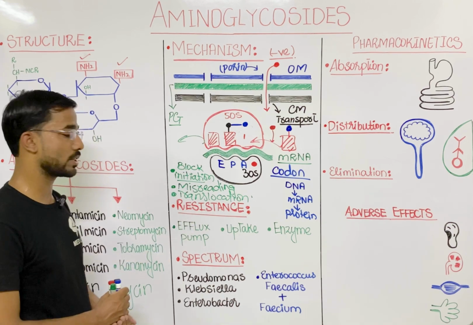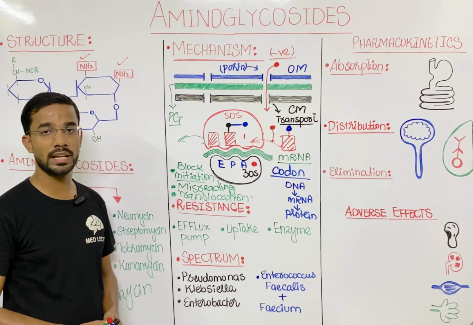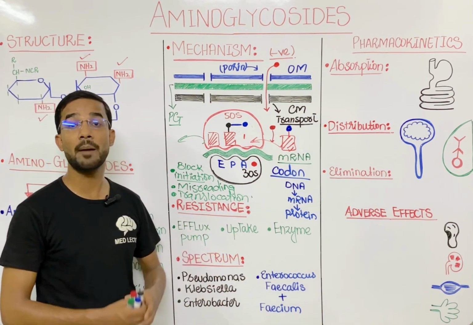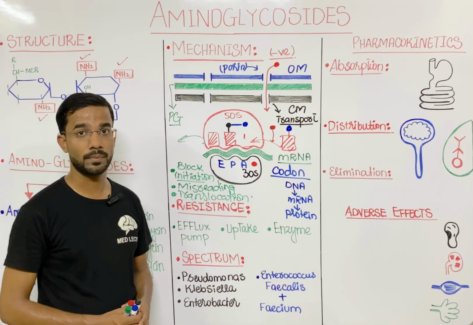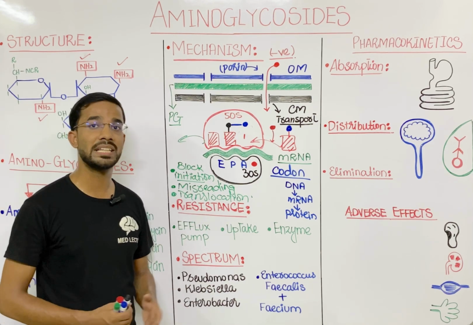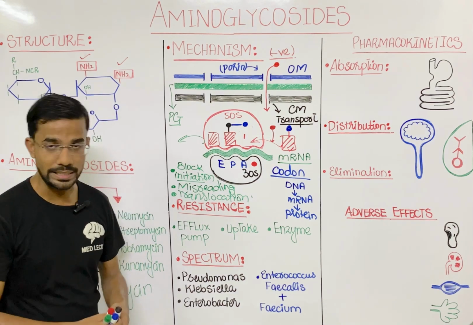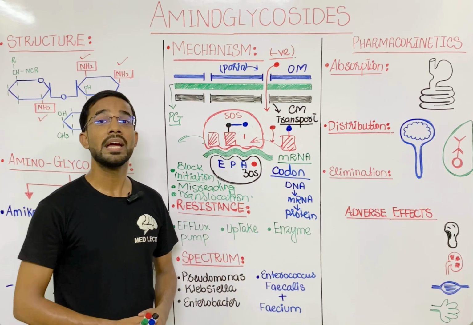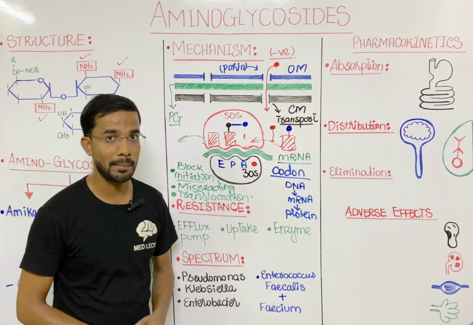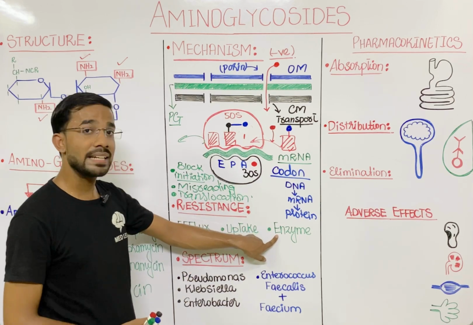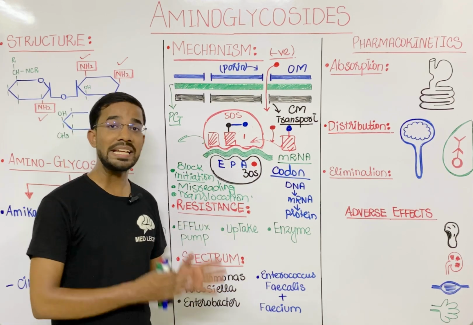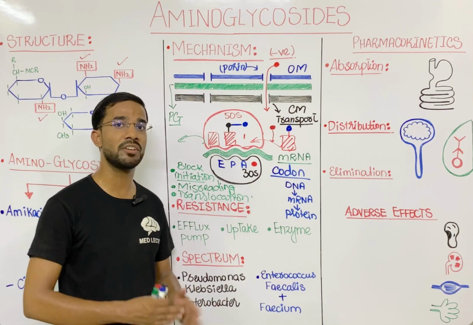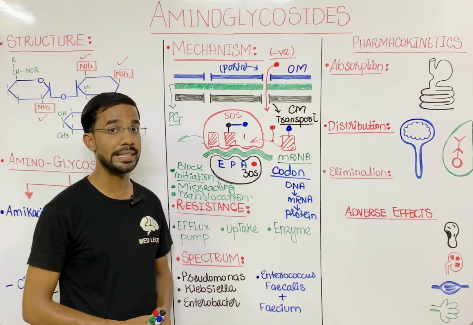So if we look at the resistance, how do bacteria develop resistance against the aminoglycoside? First, efflux pump. Bacteria can continuously expel the aminoglycoside from its cytoplasm. So ultimately, when there is no aminoglycoside, there will be no effect of the aminoglycoside inside the bacteria. Next is the uptake. A decrease in the uptake of the aminoglycoside can also be a resistance mechanism of the bacteria. And bacteria can produce certain enzymes that can inactivate or modify the incoming aminoglycosides. After modification, aminoglycoside can't bind at the 30S subunit.